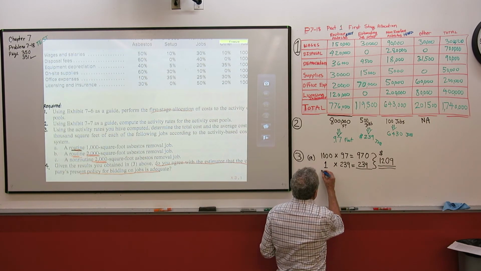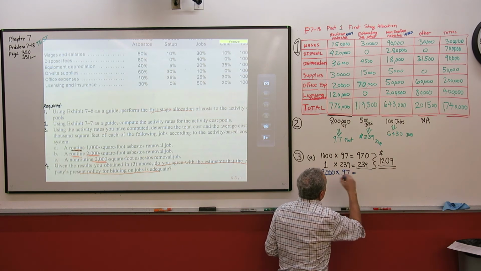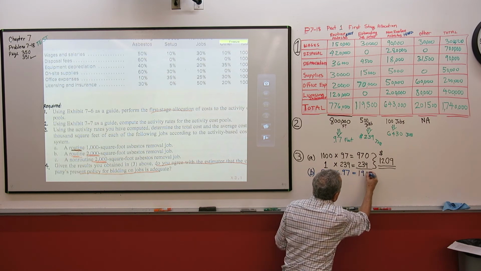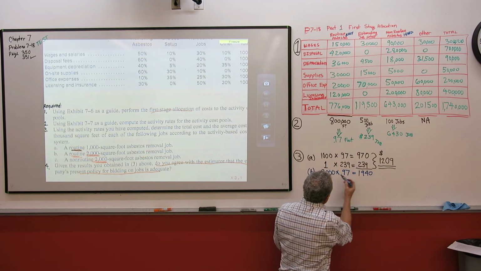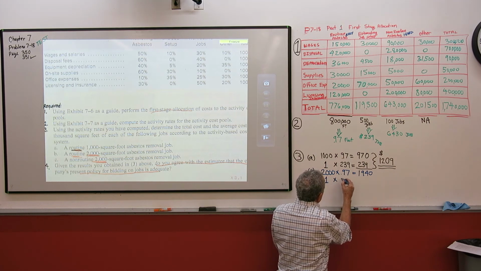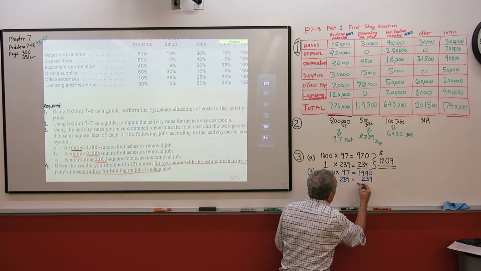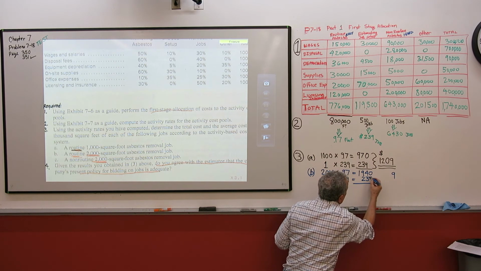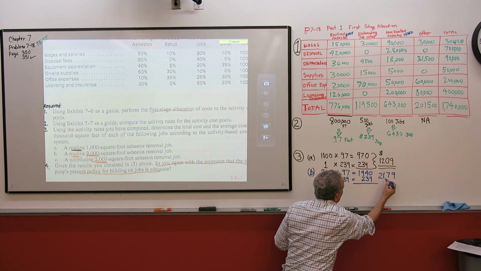So we got a routine 2,000 square foot job times 97 cents. What's that going to be? 2 times 9 is 18, $1,940, I think, isn't it? Yeah. So 2,000 times 97 cents, and then one job you get a bid, and that bid is still going to cost $239. I'll total that up, and that'll be $2,179.